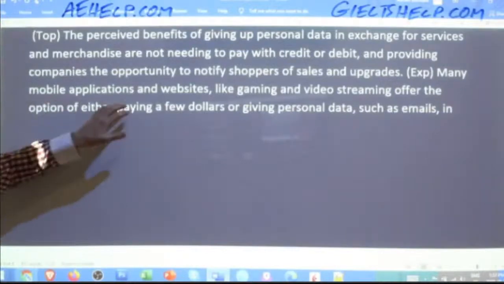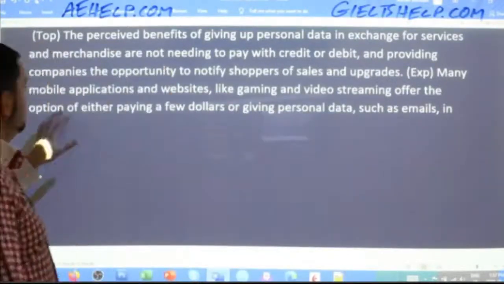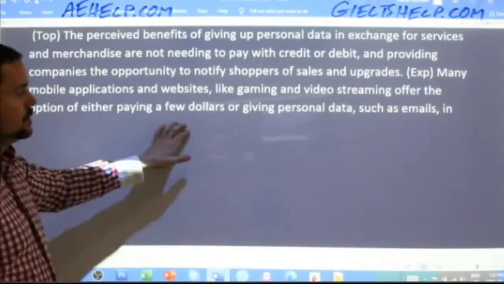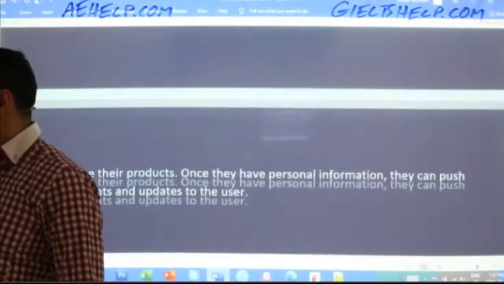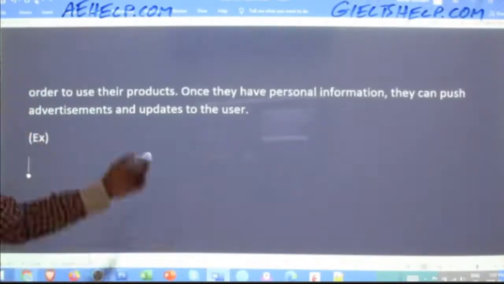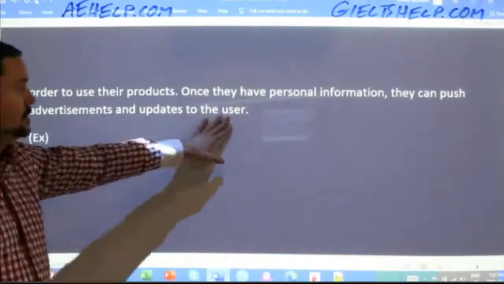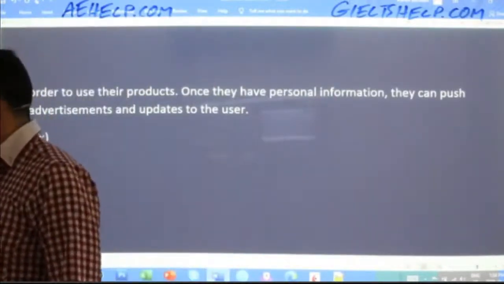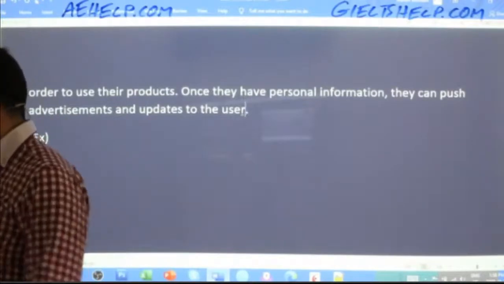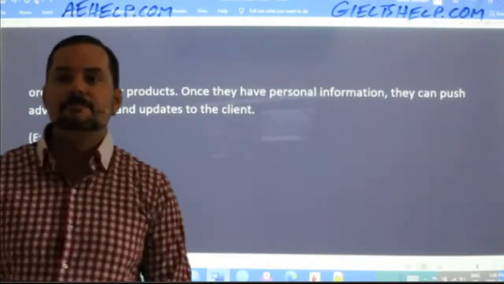Many mobile applications and websites like gaming and video streaming offer the option of either paying a few dollars or giving personal data such as emails in order to use their products. Once they have this information, they can push advertisements and updates to the user. Or if I want to have a bit more lexical resource here, I would change this to client. Okay. What's an example of this?